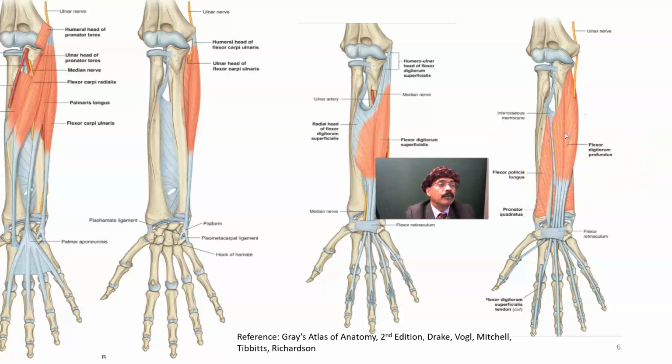Okay, so multiple muscles are attached to the ulna. Here is the pronator quadratus, originating from the ulna, inserting to the radius on the anterior aspect, lower and deep muscle. Okay, we got that.